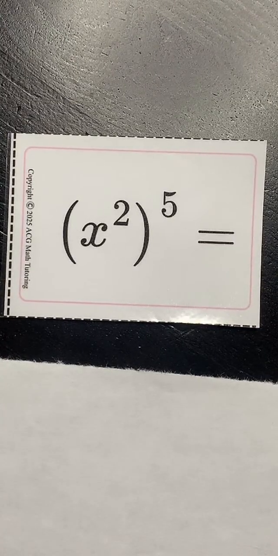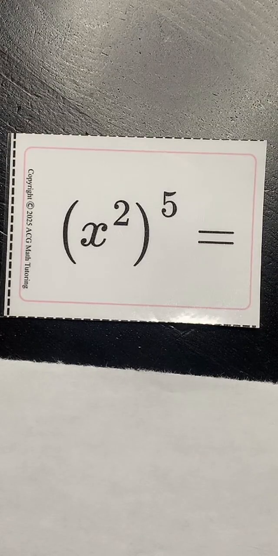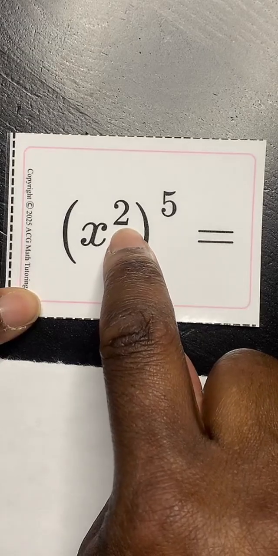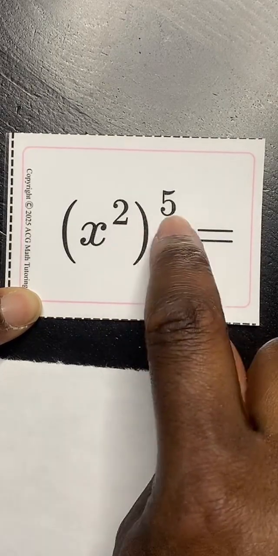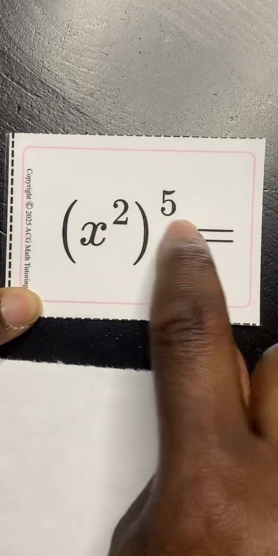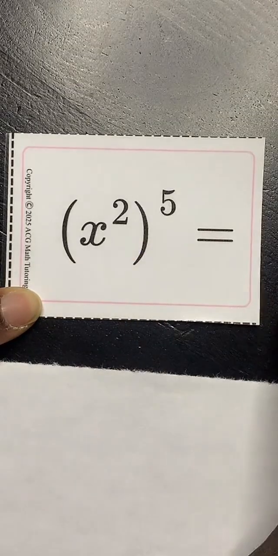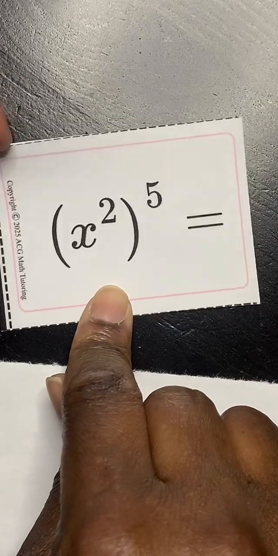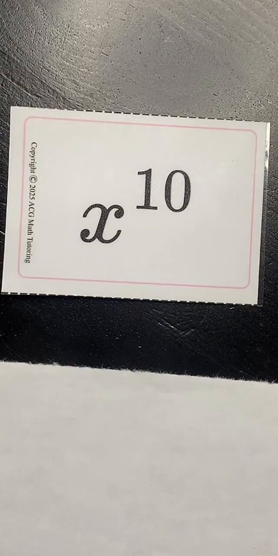So either you can do a digital copy or you can do a physical copy. All right, you got x to the 10th. Remember, when you see an exponent being raised with another exponent, we can multiply your exponents. Or you can write out that x to the second 5 times and then count how many 2's you will have. So that will give us x to the 10th.